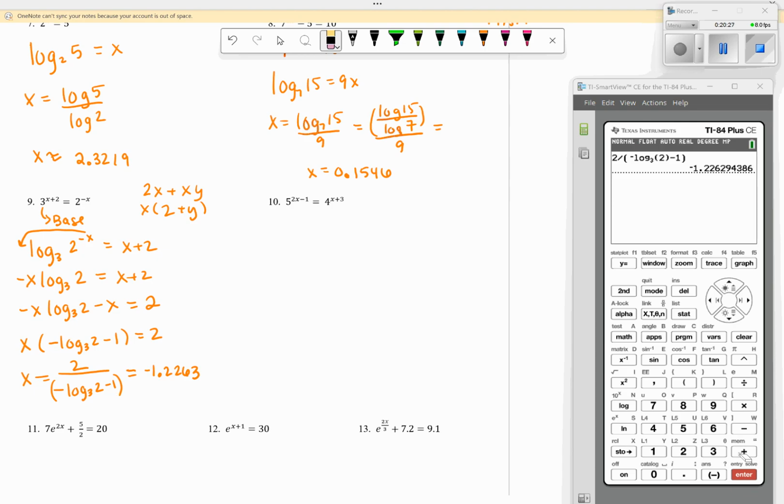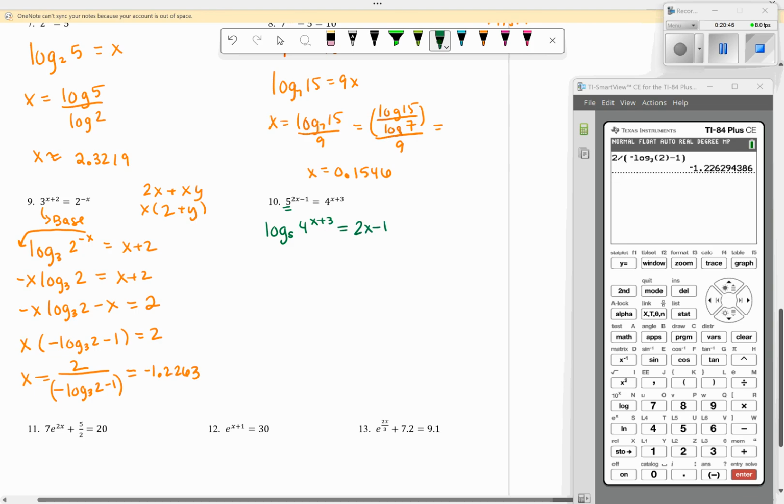Looking at question number 10, so again for this one, notice that you cannot make the bases the same. So we're going to pick one of the sides to make the base. So I'm going to go ahead and pick 5. So this would be log base 5 of 4 to the x plus 3 is equal to the exponent 2x minus 1. So on the other problem, could you have made base 2? Yes. And can I make this instead of base 4? Yes. But whenever you have an x plus something, it just makes it a little bit longer.